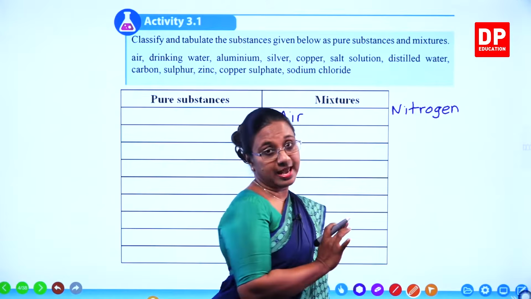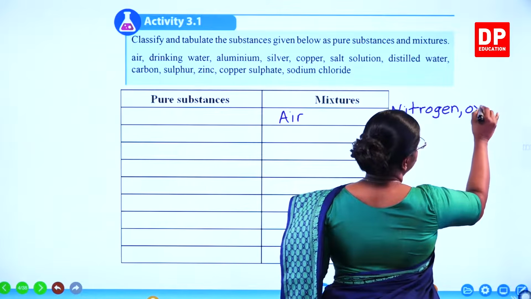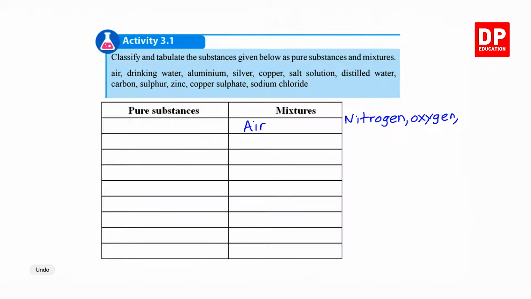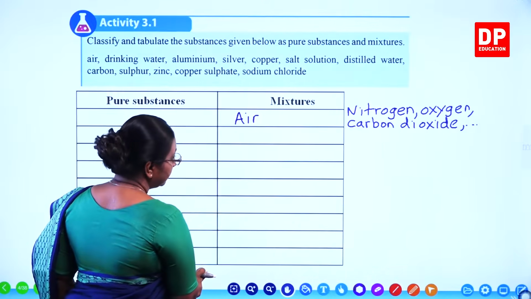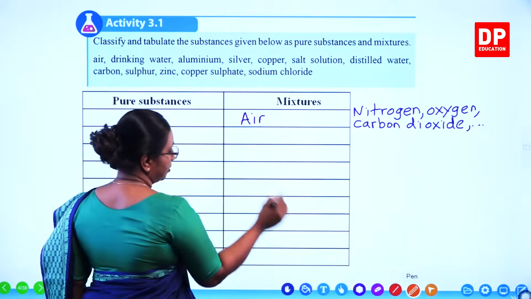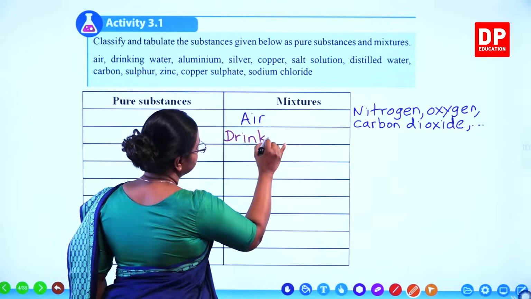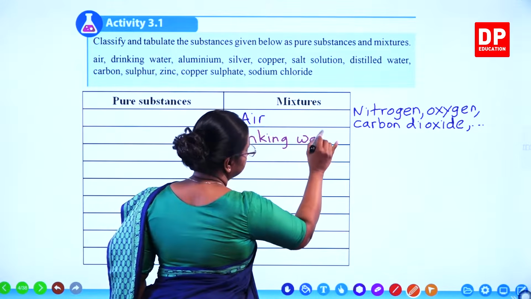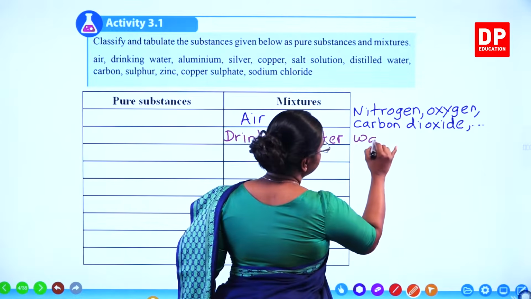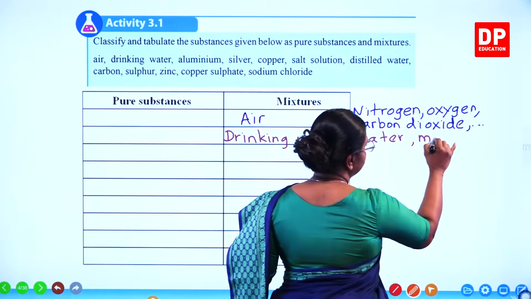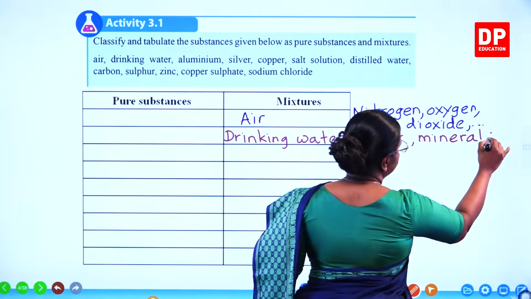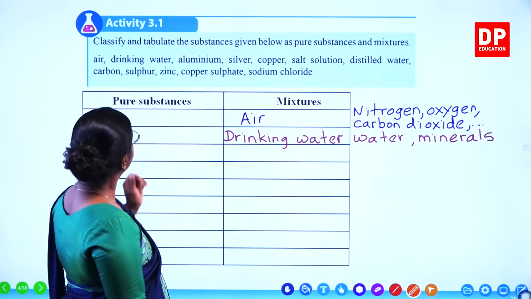This is for your understanding, students. Nitrogen, then there is oxygen, carbon dioxide. So, like this, there are other components. So, then the drinking water is also a mixture. Drinking water. Why? It has water and minerals present in it.